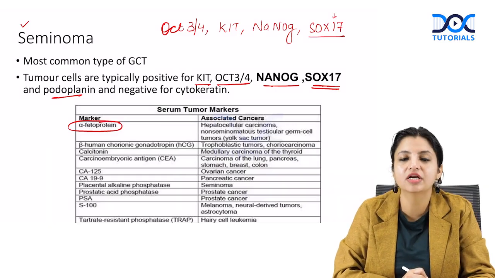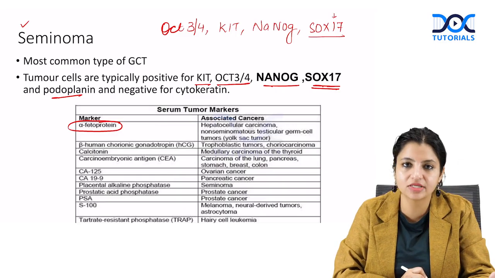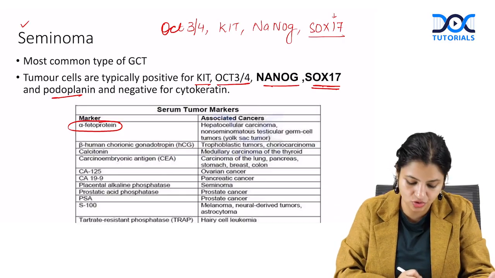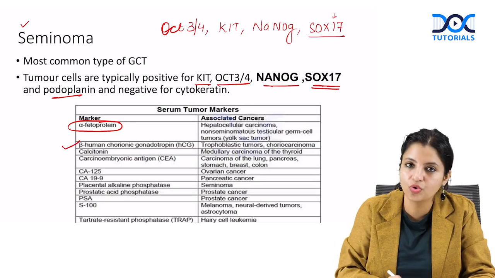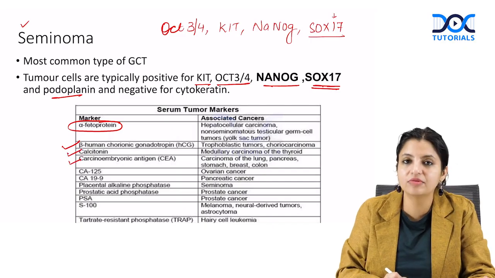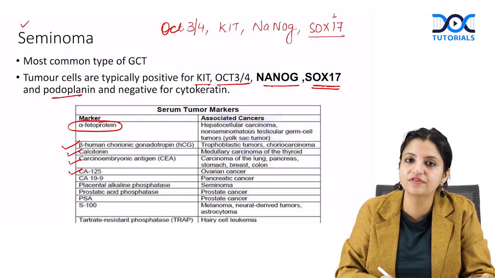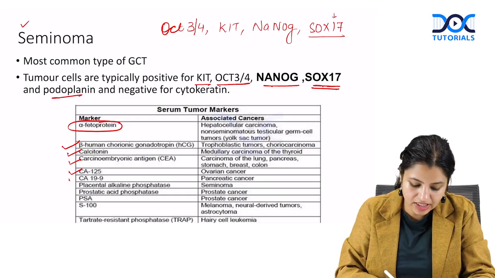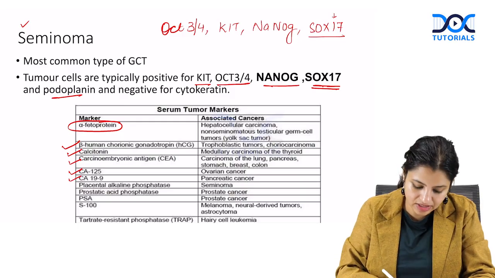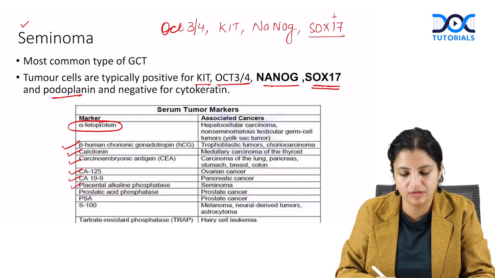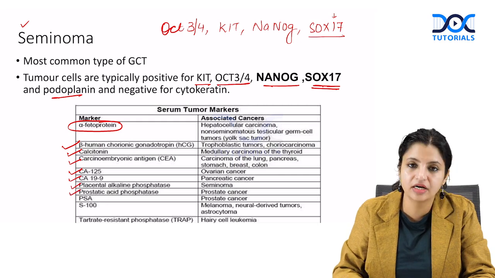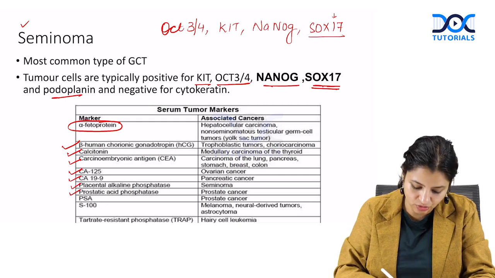Alpha fetoprotein, if somebody asks you, you should remember it is yolk sac tumor and hepatocellular carcinomas. HCG is for choriocarcinomas, calcitonin for medullary carcinoma, CEA basically for colon, but it can be positive in other tumors also. CA125 is for surface ovarian tumors. CA199 is for pancreatic cancer. PLAP is basically for seminomas. Prostatic acid phosphatase is prostatic carcinoma. PSA for again prostatic carcinoma.